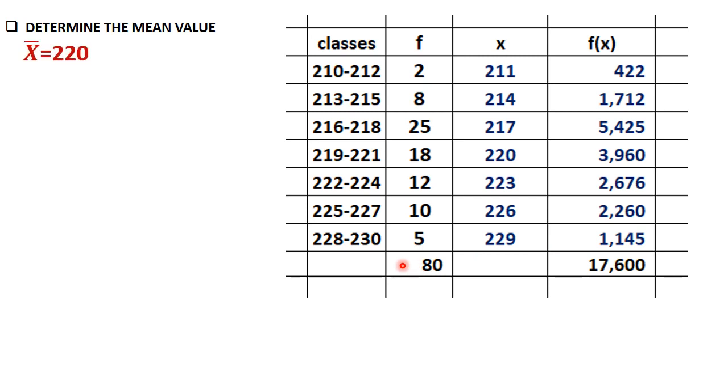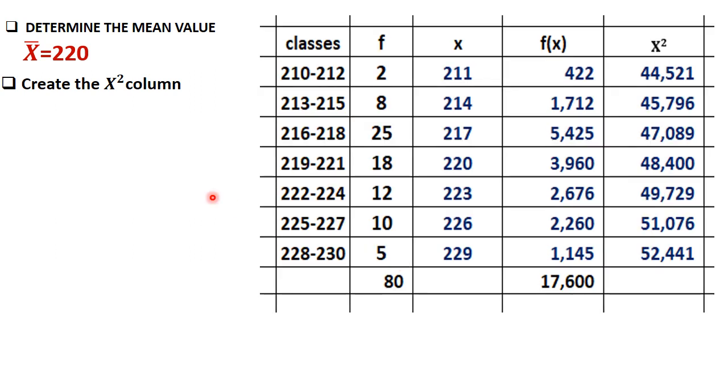Okay, let me not spend a lot of time on how to get the mean, since I explained that in a previous lesson. The next thing is we need to get the x squared column. All right, the x squared column, that'll be easy. Just these x's, you square them, you get this one. You see the numbers, they have become really big. 211 squared is 44,521. 217 squared is 47,089. 226 squared is 51,076. 229 squared is 52,441. So these numbers are very big.